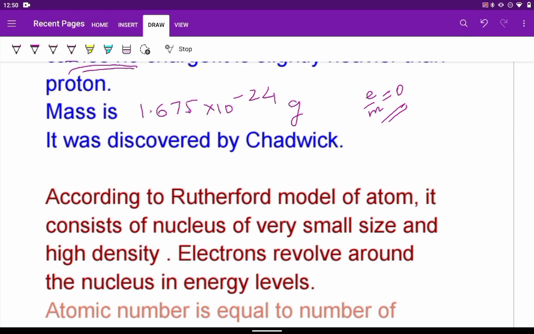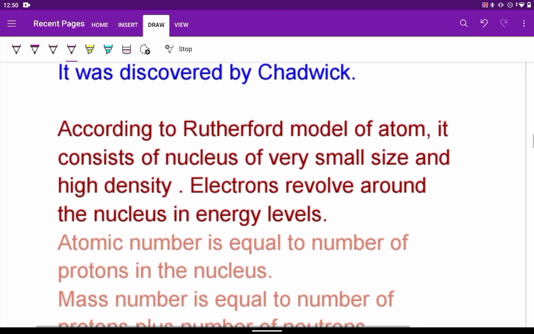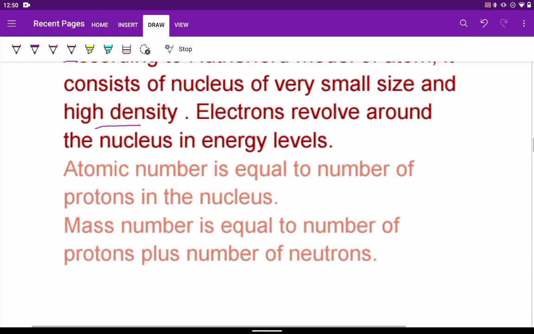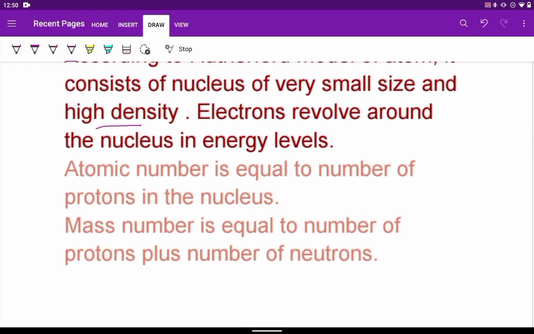Now, according to Rutherford's model of atom, we know that there is a nucleus at the center of the atom. It occupies very small size and it has very high density. The electrons revolve around the nucleus in energy levels. We call them energy levels or shells. Slowly we will also see the concept of orbitals that we will see afterwards.